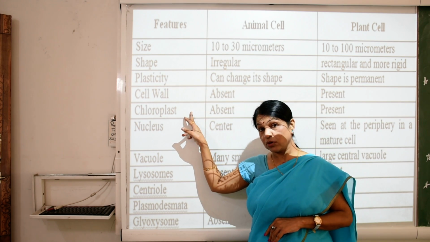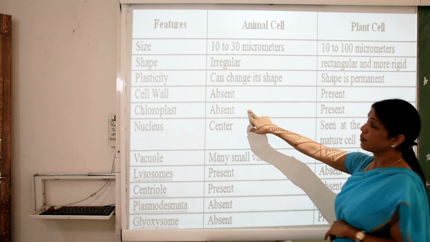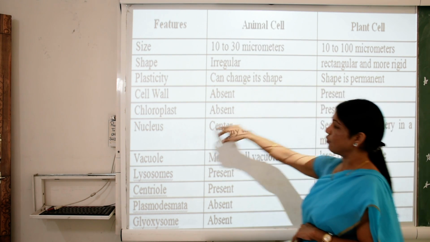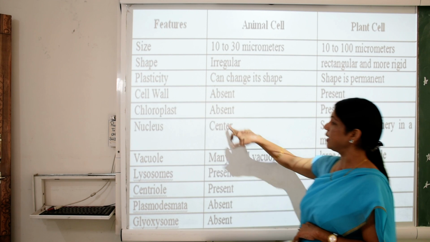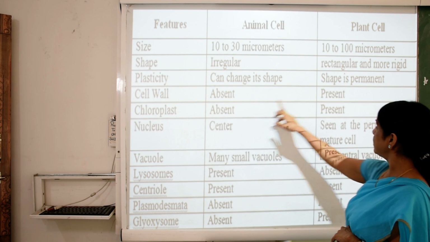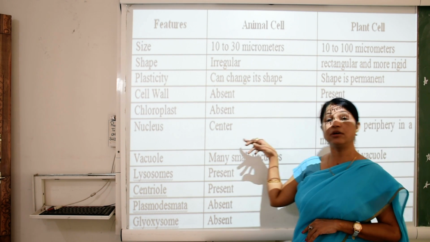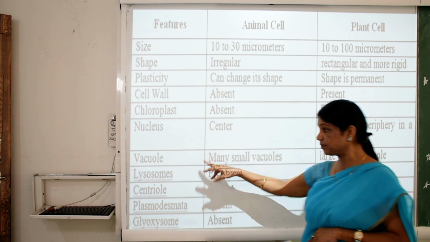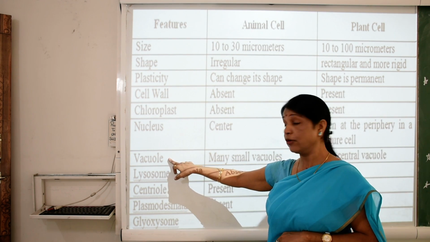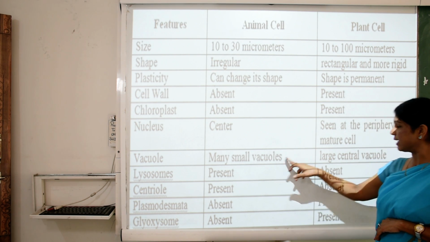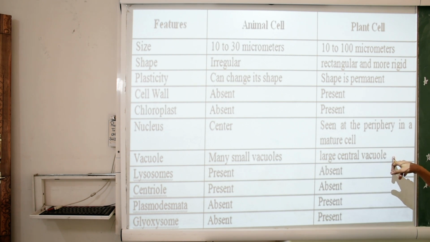Chloroplast. We talk about the chloroplast. It is absent in the animal cell. It is present in the plant cell. We talk about the nucleus. It is in the center. It is seen at the periphery in a mature cell. Various types of cells have the nucleus. Now further we see the vacuole. Many small vacuoles are in the animal cell, but a large central vacuole is in the plant cell.